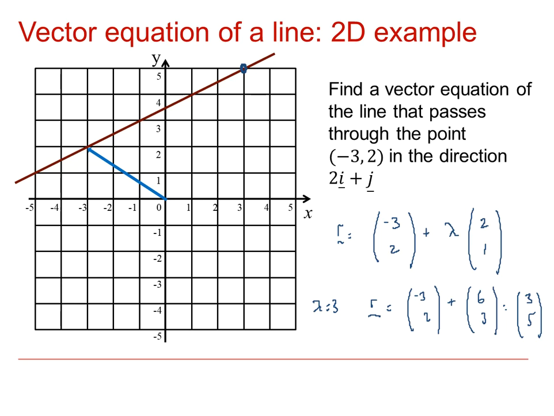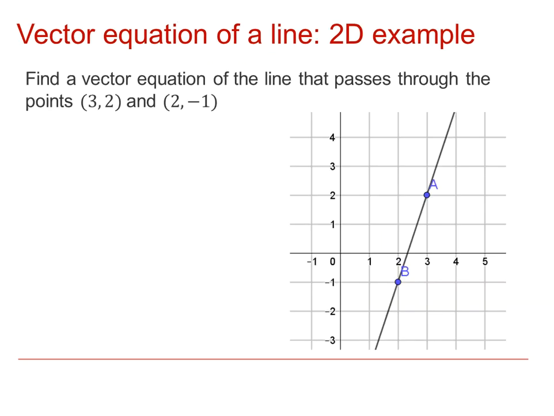Well, sometimes we're not given a direction vector directly. In fact, a line can be defined by just 2 points. If you think about it, if we have 2 points that line a line, we've uniquely defined the line. So here's an example of that. We've got the line going through the points A and B, where A is equal to 3, 2, and B is equal to 2, -1, the position vectors of A and B.